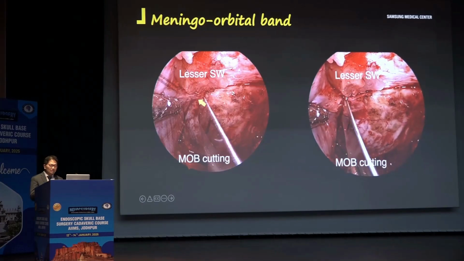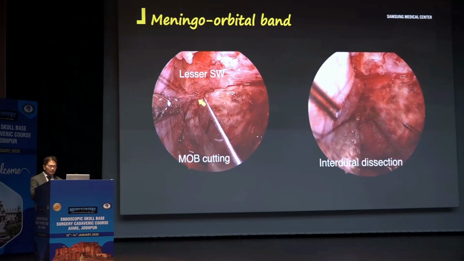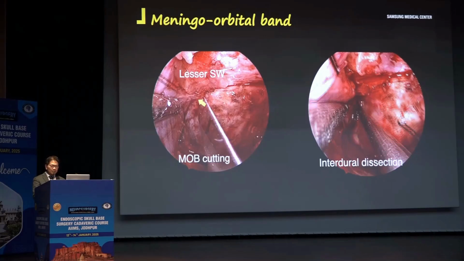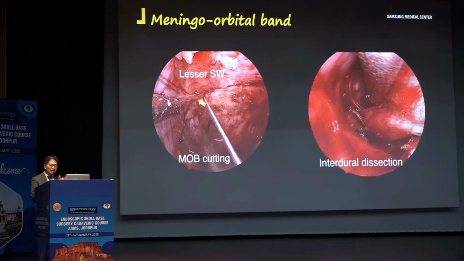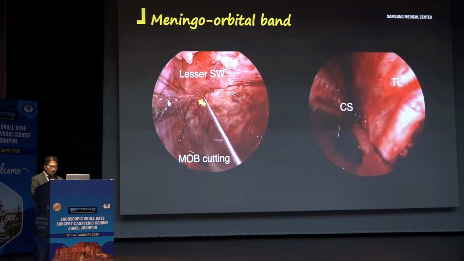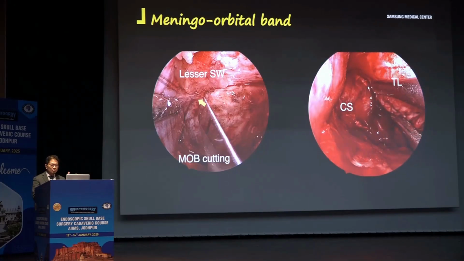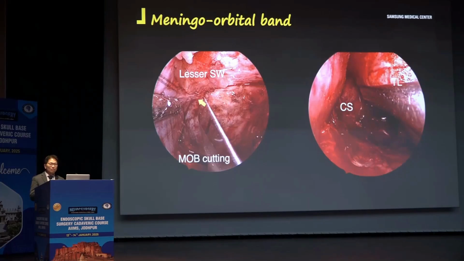The meningoorbital band is a connection of soft tissue between the orbit and the temporal dura. After release of the meningoorbital band, we can easily expose the lateral surface of the cavernous sinus. We can approach the lateral surface of the cavernous sinus area. We can perform the interdural dissections.